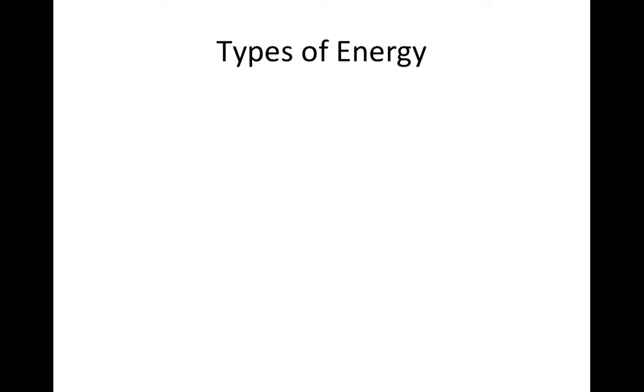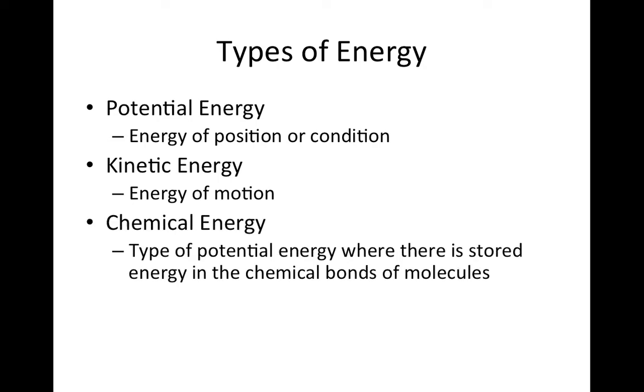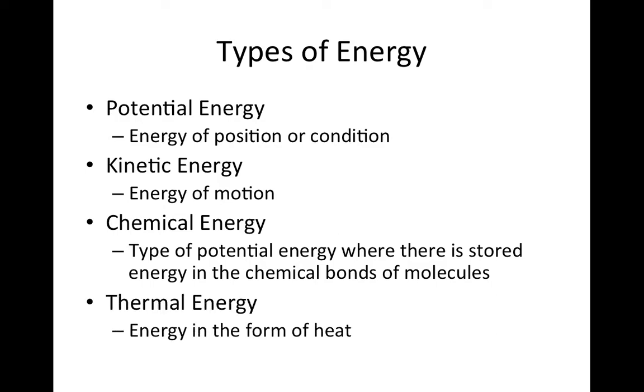There's different types of energy. Potential energy is stored energy, or energy of a position or condition. We just talked a little bit about kinetic energy, the energy of motion. These two energies you've probably talked about in your physics classes. We are primarily concerned with this type of energy, which is chemical energy. It is a stored energy, or potential energy, where the energy is stored in the chemical bonds of molecules. We're also interested in thermal energy, energy in the form of heat.